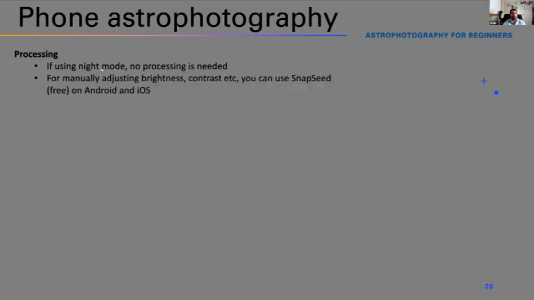In terms of processing, again, if using night mode on your cell phone, no processing is needed. You still can, it's optional, but it's not required. You can still get good images without it. But for manually processing your photo, adjusting the brightness, increasing the contrast, you can use an app called Snapseed, which is completely free for Android and iOS. And of course, you can always send your image to your computer, and then you can process it there using whatever software you want to use, whether it's PixInsight or anything.